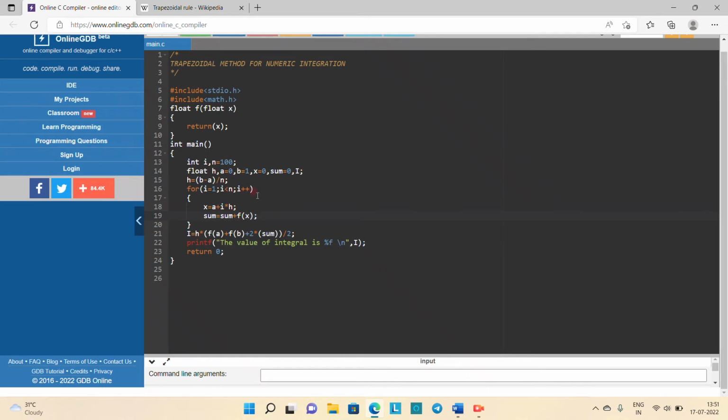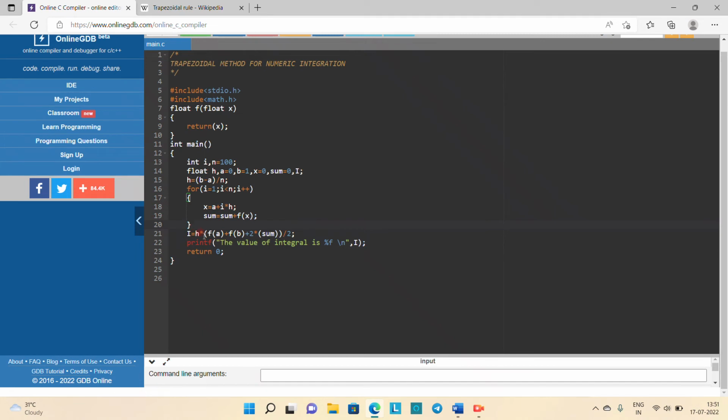So this for loop will do this part of the calculation, 2 into sum. This calculation we need the for loop for. The other f of a and f of b the computer can do itself. So after writing the for loop, what is left? The formula itself. So we have given the computer the formula.